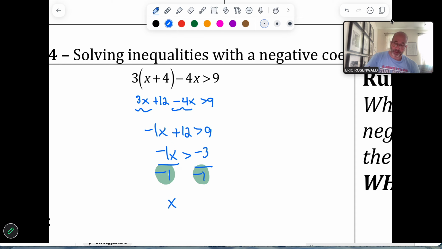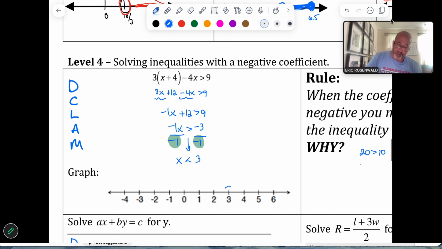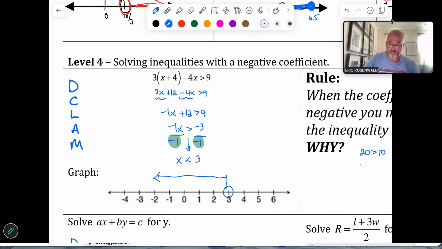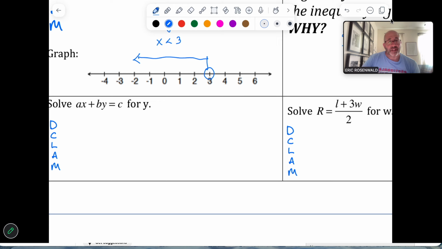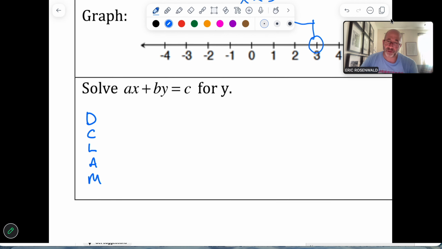Okay, that is when this is going to switch to the other direction. And there's your answer, x is less than 3. So we go to 3, open, and it's going to go to the left. Okay? These last two are called literal equations. We're going to go ahead and solve for y. Try not to overthink them, right?